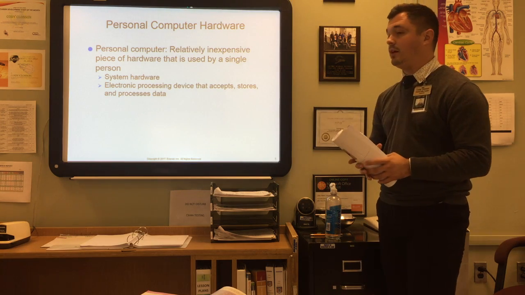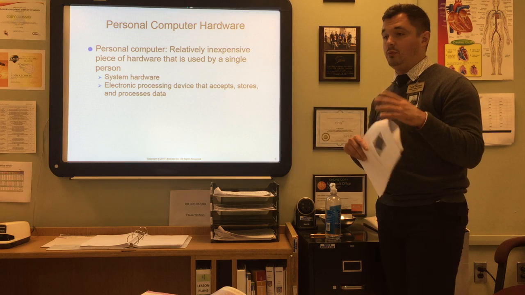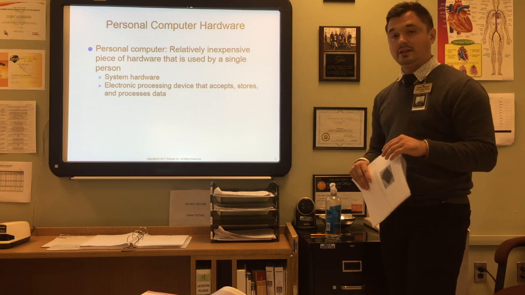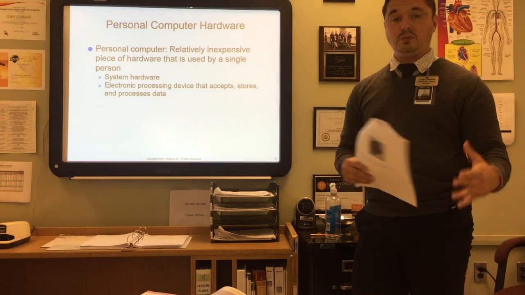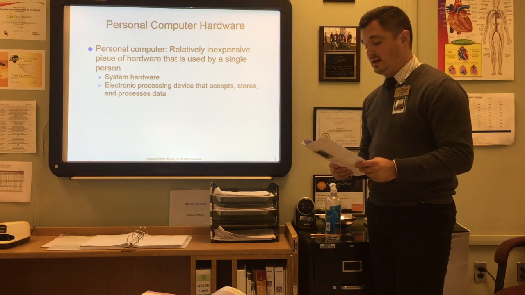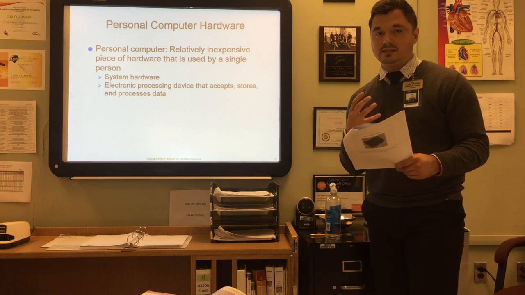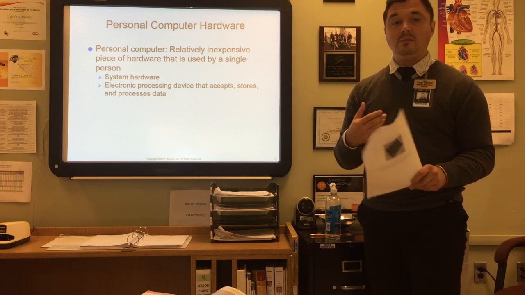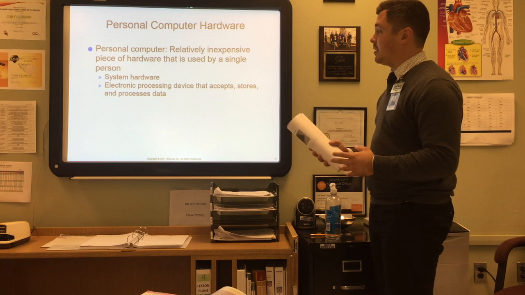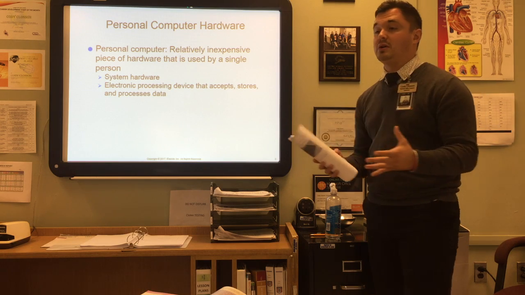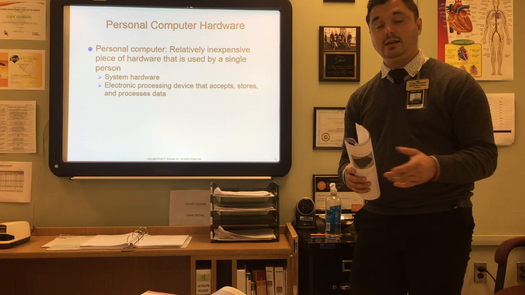So, personal computer hardware. A personal computer is a relatively inexpensive piece of hardware that is used by a single person. It could be a desktop, it could be a laptop, something along those lines. There are two different types of hardware. There's system hardware, and that is the stuff that comes on it, okay? The stuff that makes the computer go. So it's an electronic processing device that accepts, stores, and processes data.